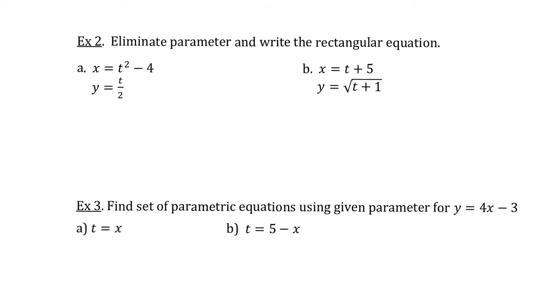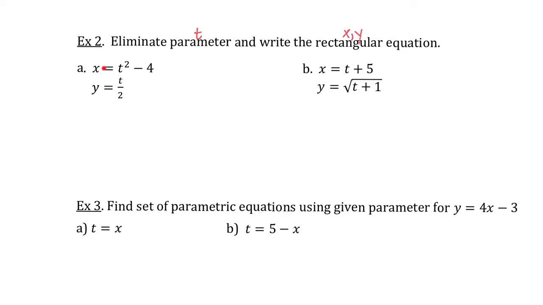Okay, next we're going to practice switching back from parametric and rectangular equations. Okay, when it says eliminate the parameter, in this case, the parameter they're talking about is t, and writing rectangular equation form means they want only x and y in the equation.